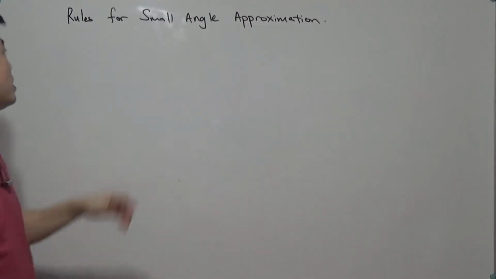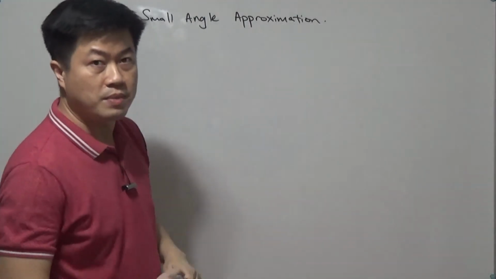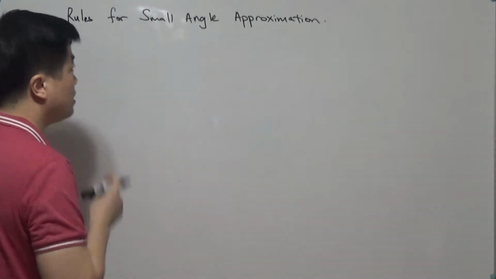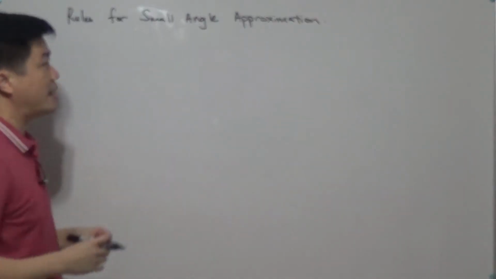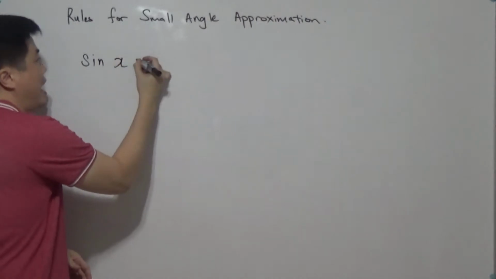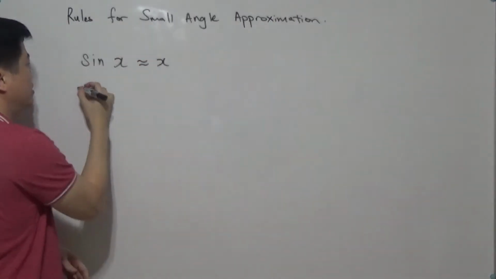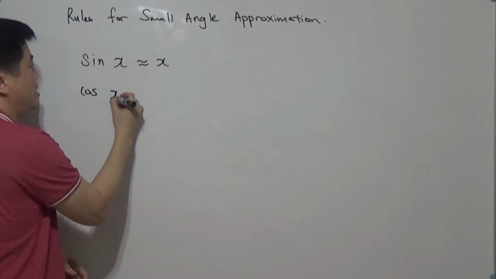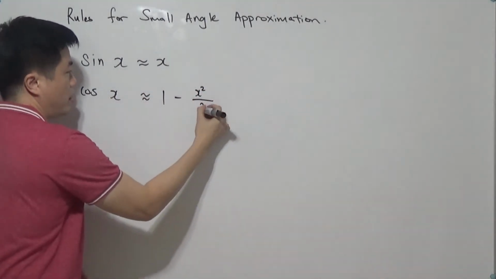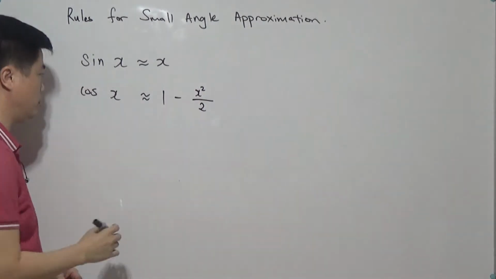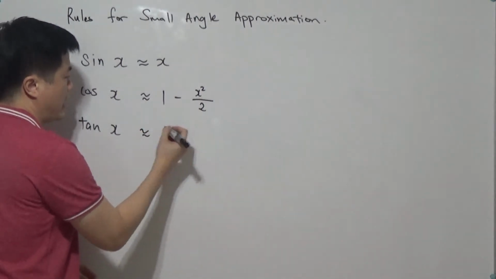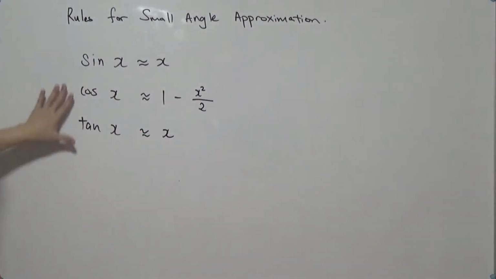Now in this lesson, we're going to talk about rules for small angle approximation. In the previous lesson, we talked about small angle approximation. When the angle or the value of x is sufficiently small, we can approximate sine x to be x, and cosine x to be roughly 1 minus x squared over 2 factorial, which I prefer to just leave as 2. And for tangent x, it is approximately equal to x. I'm writing this down for reference.